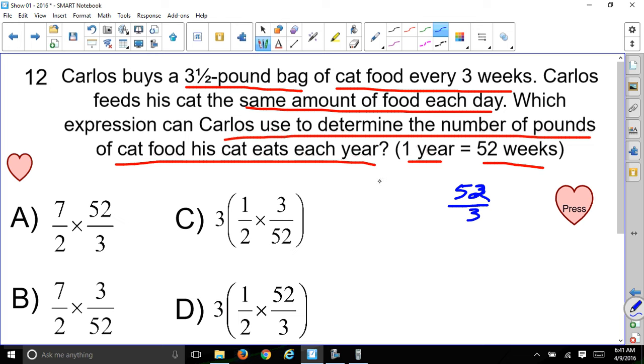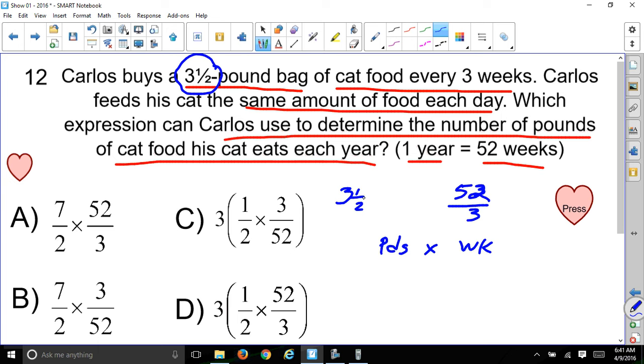And he uses 3.5 pound bags of cat food, because this would find us every week. So that would be the week. And here's your pounds of cat food. So pounds times the number of weeks. So it uses a 3.5 pound bag of cat food every 3 weeks.